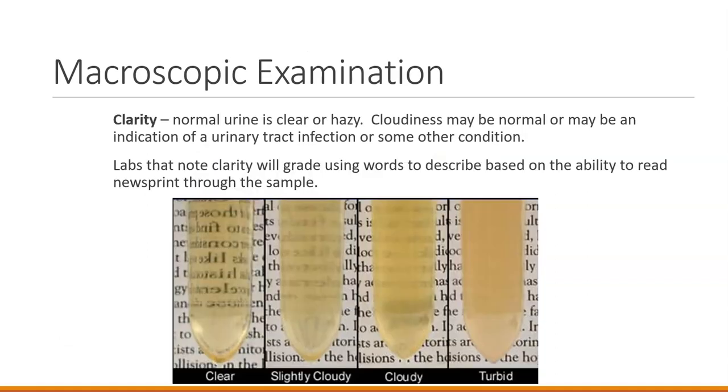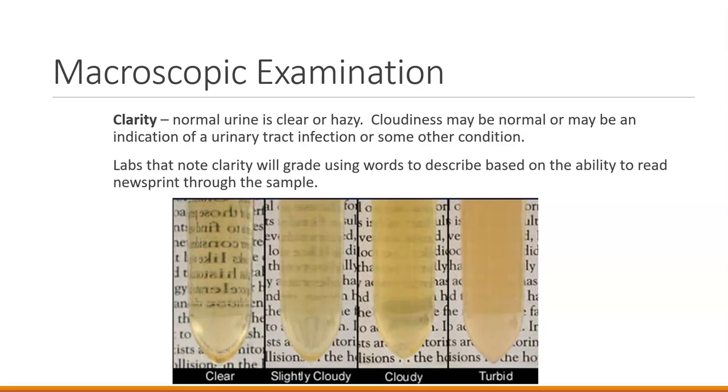In addition to color, another macroscopic characteristic is clarity. Normal urine is either clear or hazy. Cloudiness may be normal or may be an indication of a urinary tract infection or some other condition. Labs that note clarity will grade using words to describe based on the ability to read newsprint through the sample.